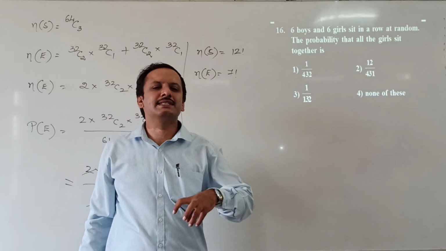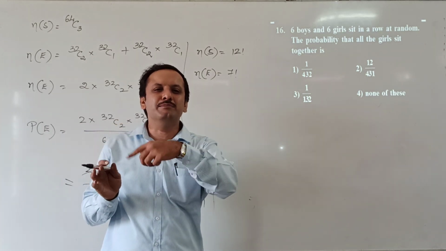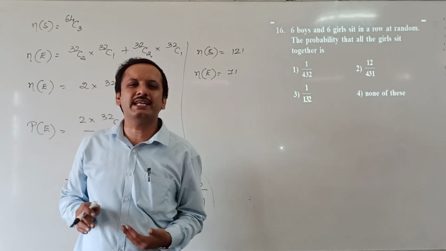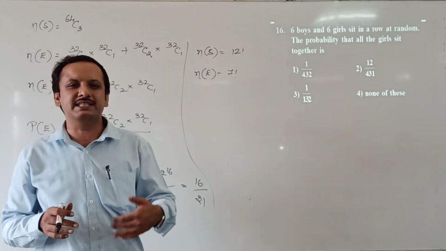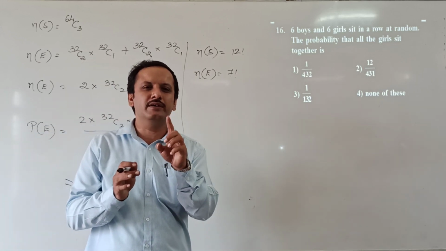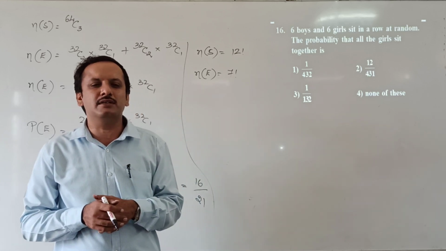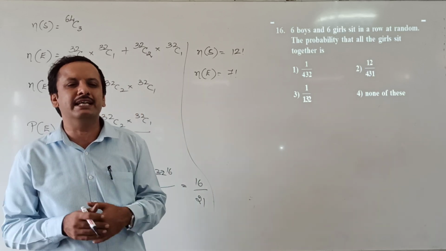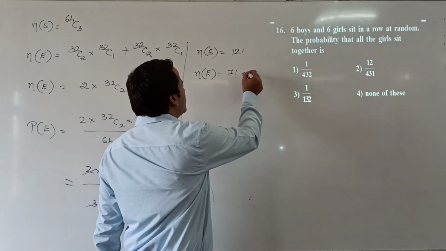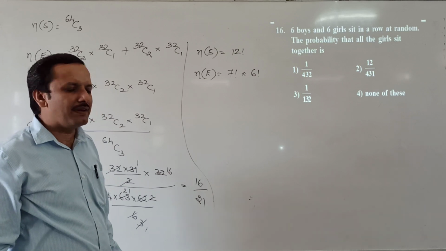Those 6 girls, whom we have considered as one unit or one person, can be arranged among themselves in 6 factorial ways. So 7 factorial into 6 factorial is the number of favorable outcomes.